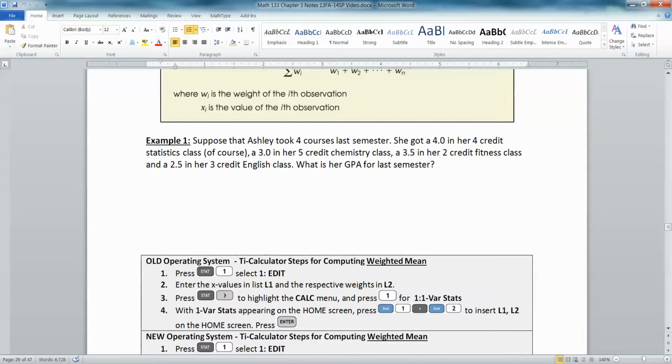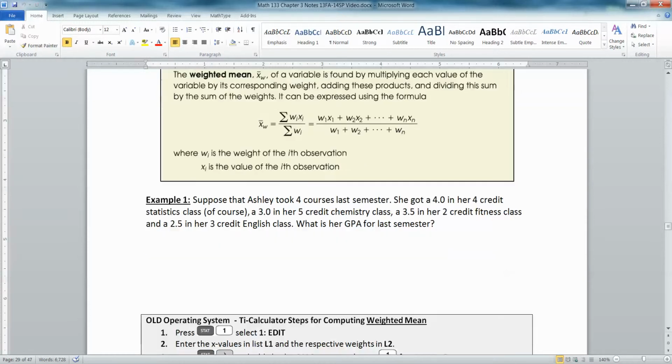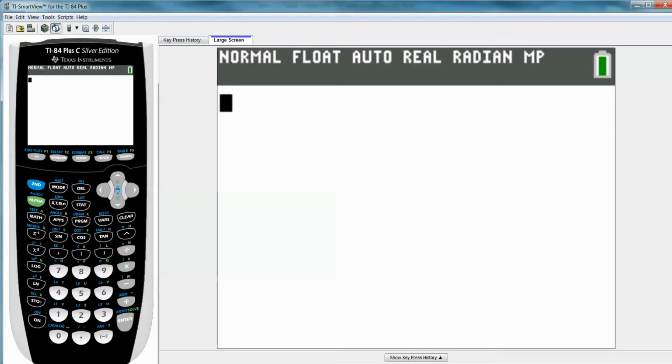Now you can do this by hand following the formula, which is you'd multiply each weight times its value. So you take 4.0 times 4, 3.0 times 5, 3.5 times 2, and so on. And then you could find her GPA by dividing by the weights, i.e. the credit hours she took that semester. Now you could also do it using your calculator.